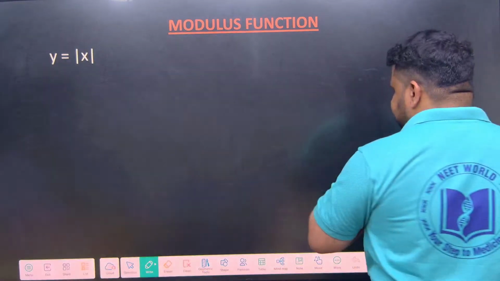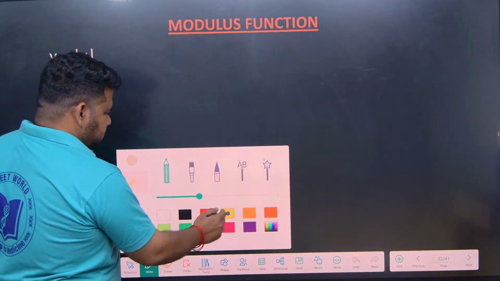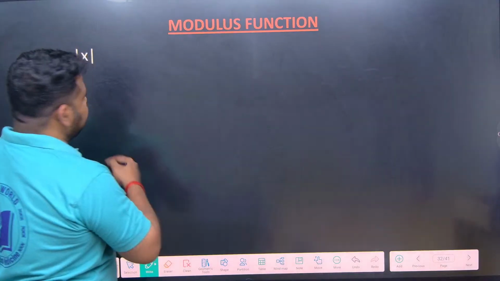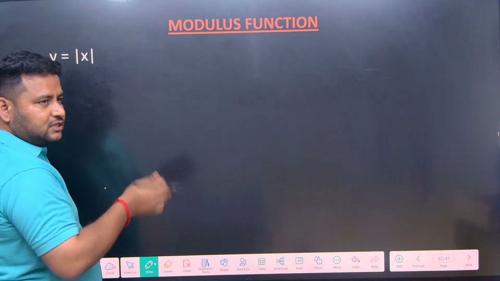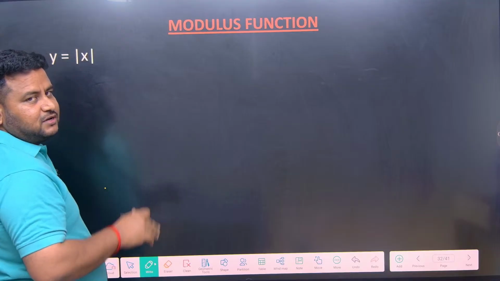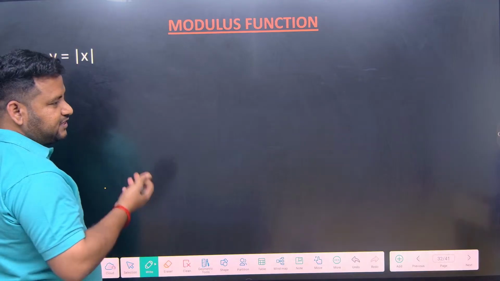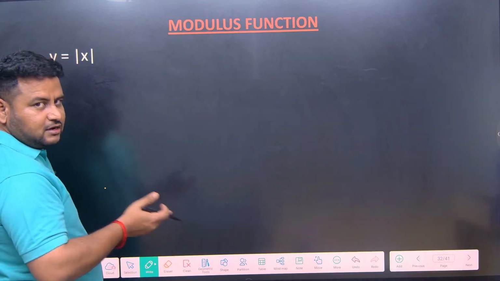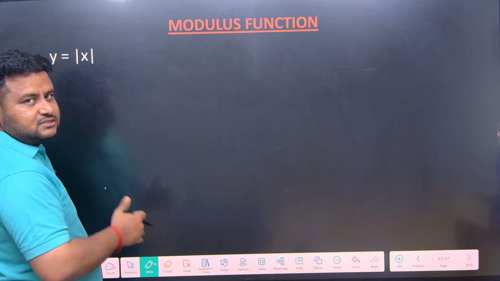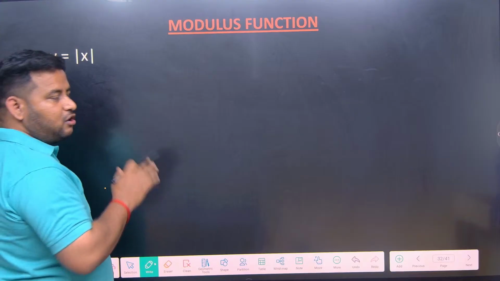Modulus functions. The modulus function is a very important function. They will be asking you most of the examinations. The questions will be based on modulus functions. There will definitely be 2 to 3 questions at minimum, I am telling you, in any competitive exam, be it your state entrance like AP or TG EAMCET, or JEE Mains. When it comes to national entrance, JEE Mains, IISER exam, definitely there will be questions on modulus functions.